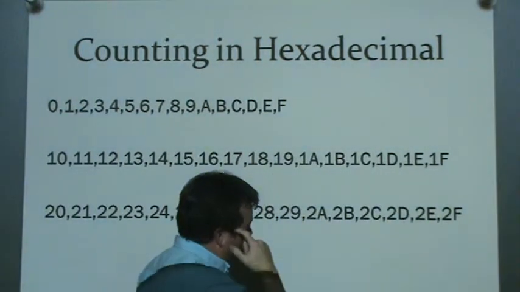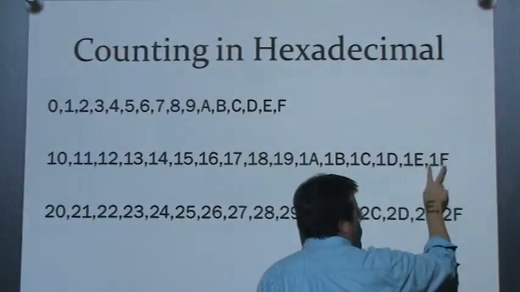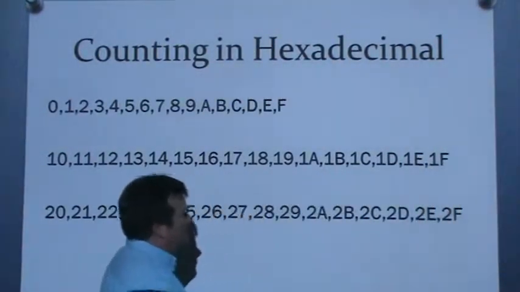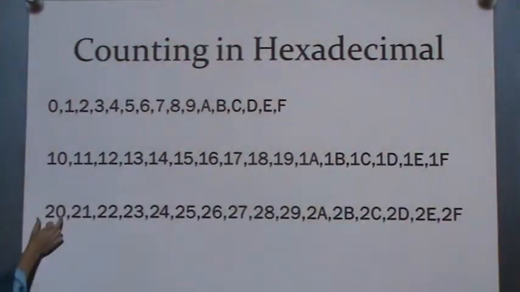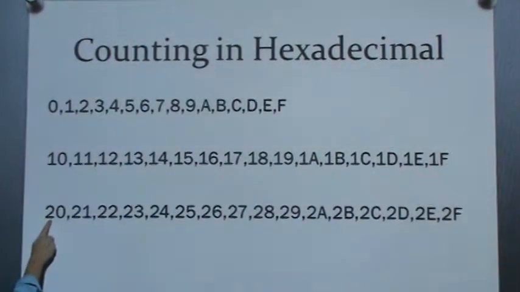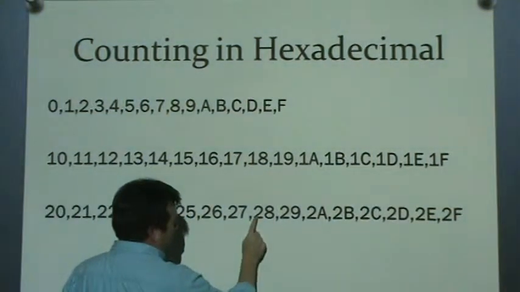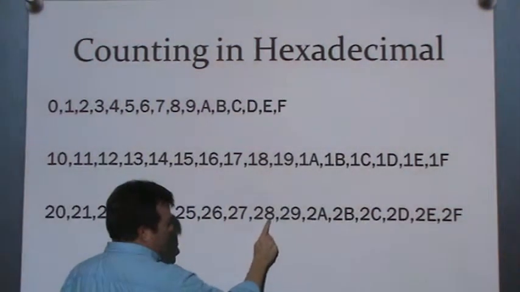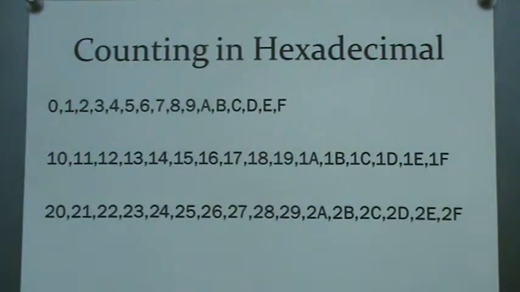Now, F, we've hit the limit. So this goes back to 0, and then we add 1 to this column. So after 1F becomes 2, 0. And this would be how you represent the number 32. So when you do the conversion, it's 2 times the radix. This is 2 times 16, which is 32, plus 0. This number, for example, is 2 times 16, which is 32, plus 8. So 28 in hexadecimal would equal 40 in decimal.